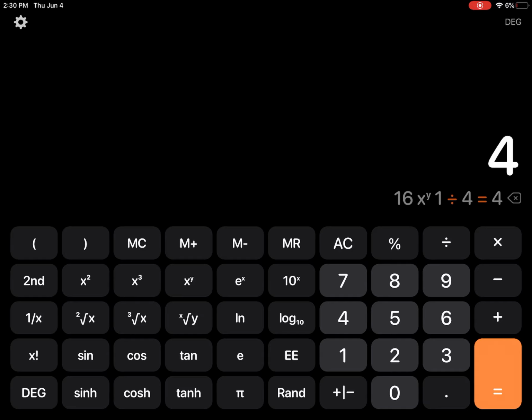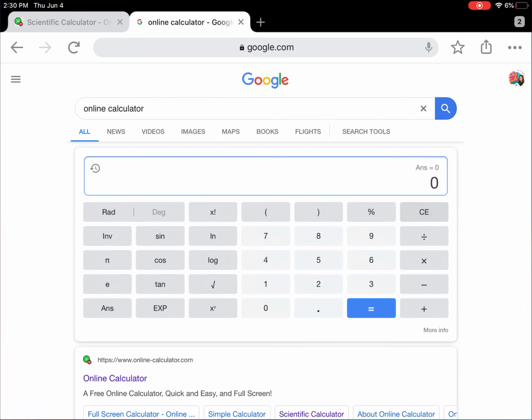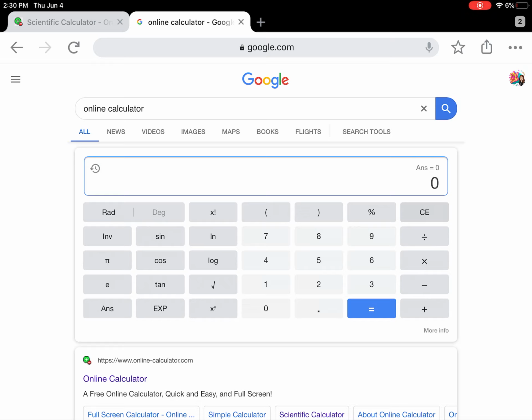that one doesn't work for that. And again, it just depends on the calculator. I know this one works. If you did 16 to the exponent and then bracket 1 divided by 4, that will give the answer of 2.